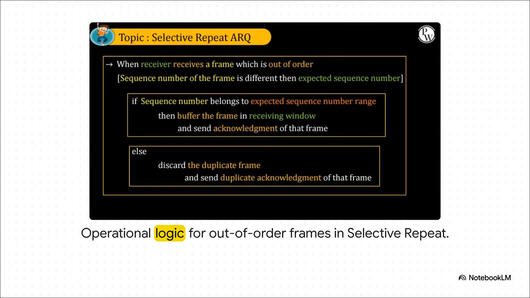Instead, it runs a quick check. If the sequence number belongs to the expected sequence number range, meaning it fits perfectly within our receiving window, the receiver actually buffers that frame and sends an acknowledgement for that specific frame. But if the frame falls outside the expected range, it's just treated as a duplicate. It gets discarded, and a duplicate acknowledgement is sent back. Honestly, this buffering capability, it's the absolute heart of selective repeat.